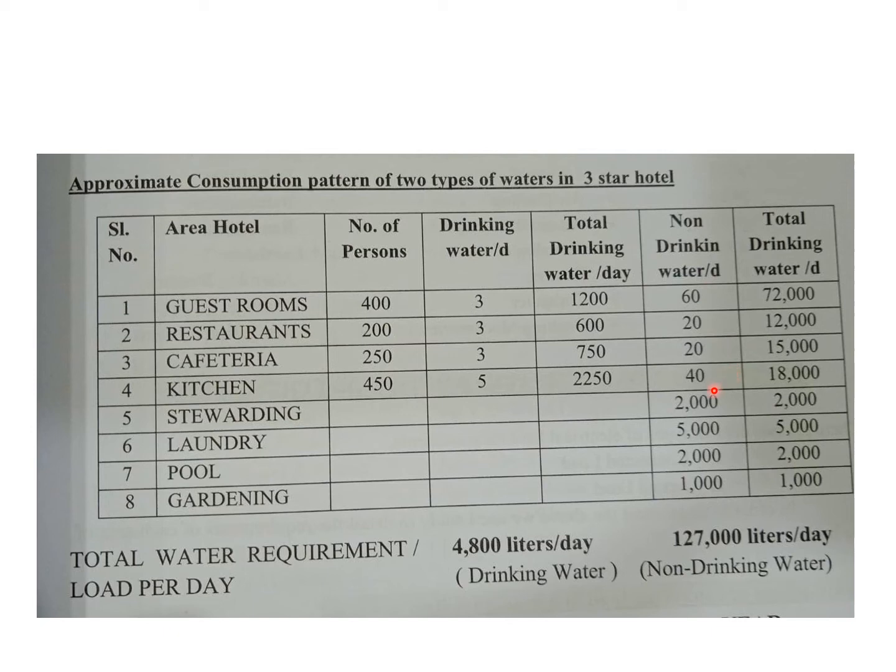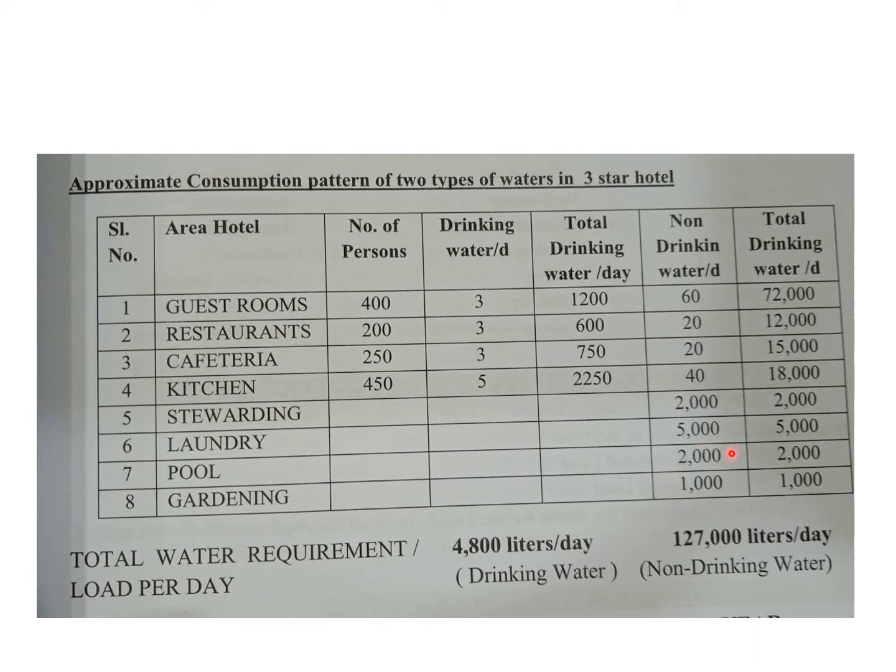I'm sure we'll all agree with that. The kitchen stewarding has about 2000 liters of water requirement per day in terms of cleaning. Well, that is fairly conservative over there. It could be a little more also by my understanding. Laundry we have taken at 5000, pool 2000. I'm sure it's much more than that.